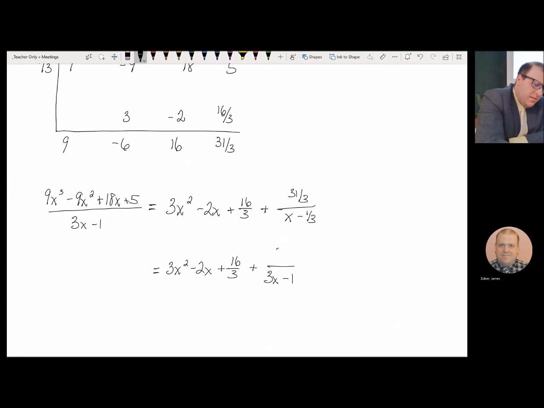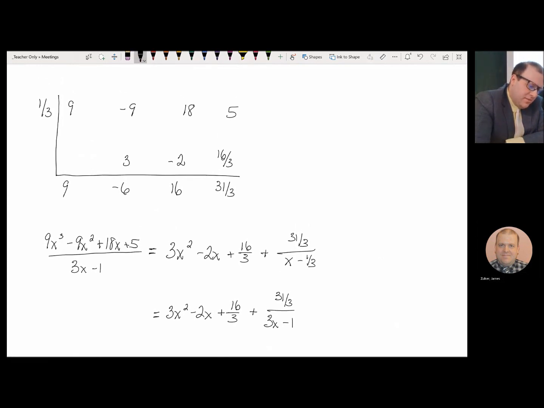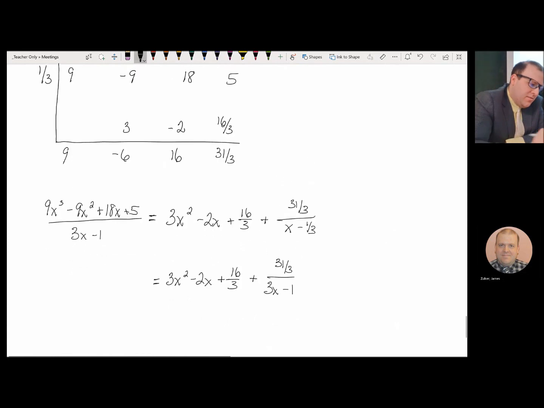I wasn't careful when I checked my calculator. That should be 31/3. Okay, 31/2, right. Okay, I see what's going on. Right, everything gets divided. Even that got divided by 3, the remainder. So that should have been 31/9.